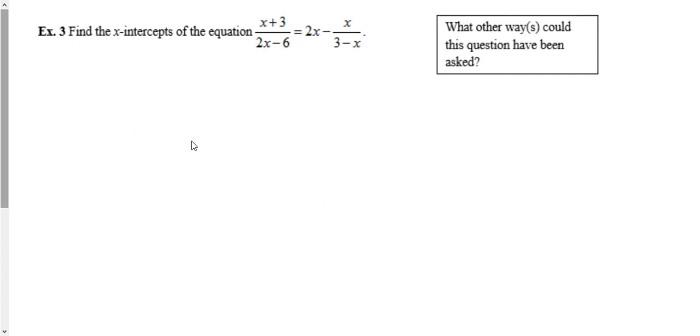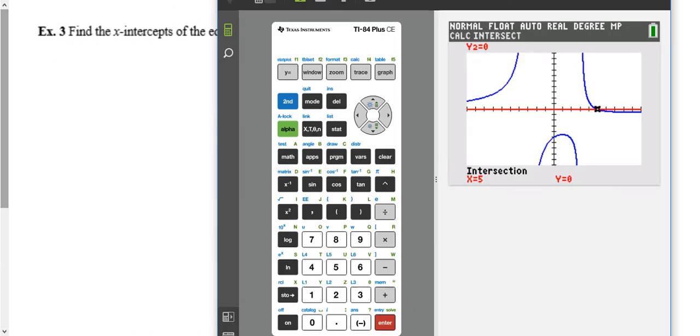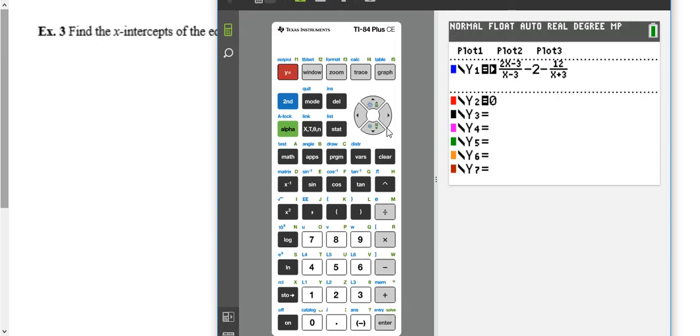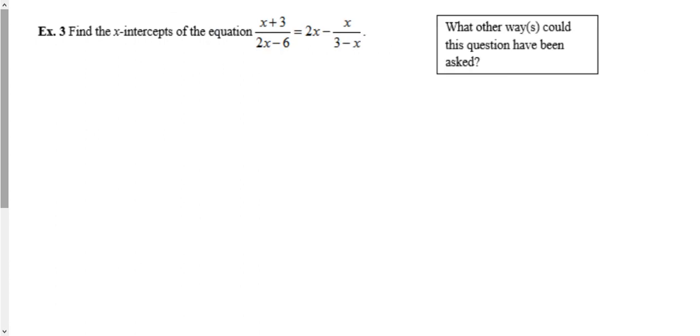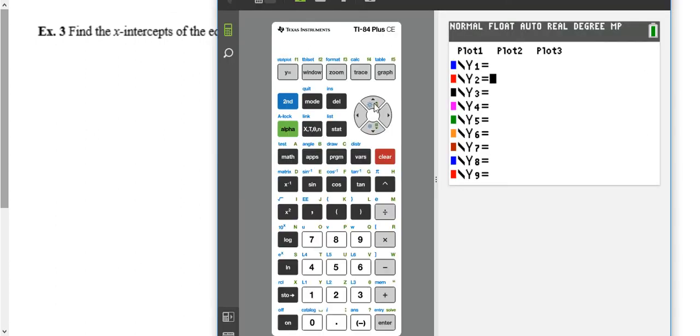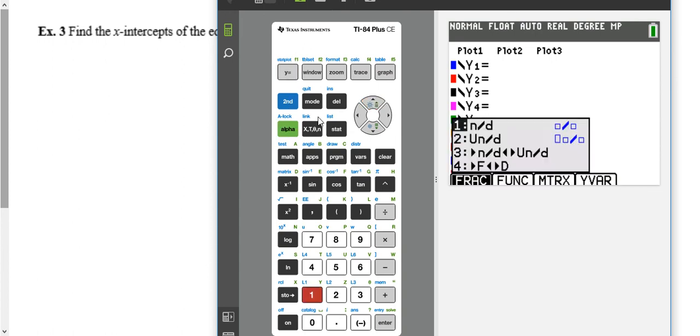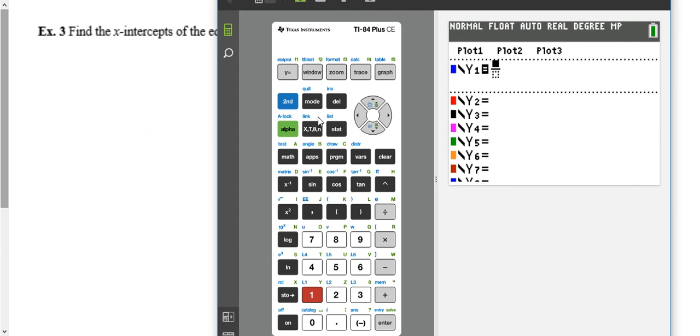This last one here, we will try to type into our graphing calculator. Again, I'm going to show you it in two different ways. So the first method is type in what you see on here as is. So I have in my y1, this one here, I have this x plus 3, and then I have my 2x, it looks like minus 6 in the denominator there.